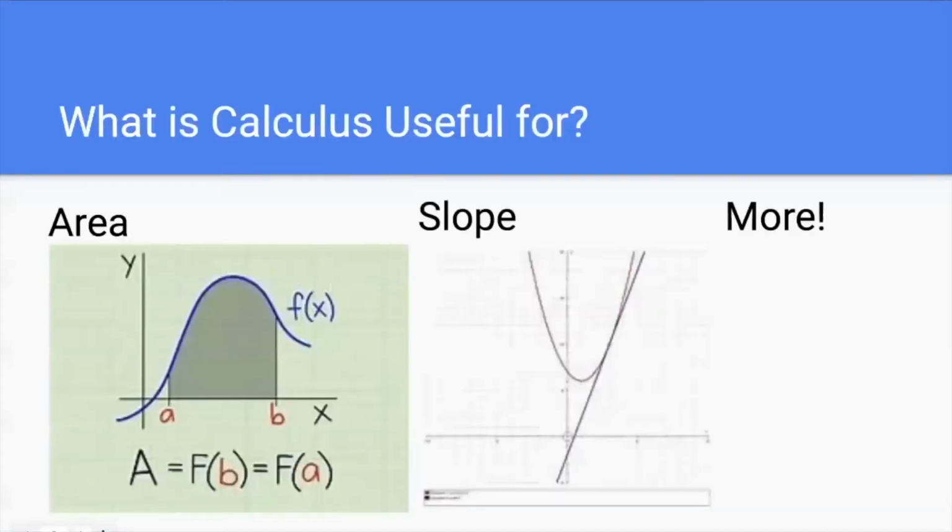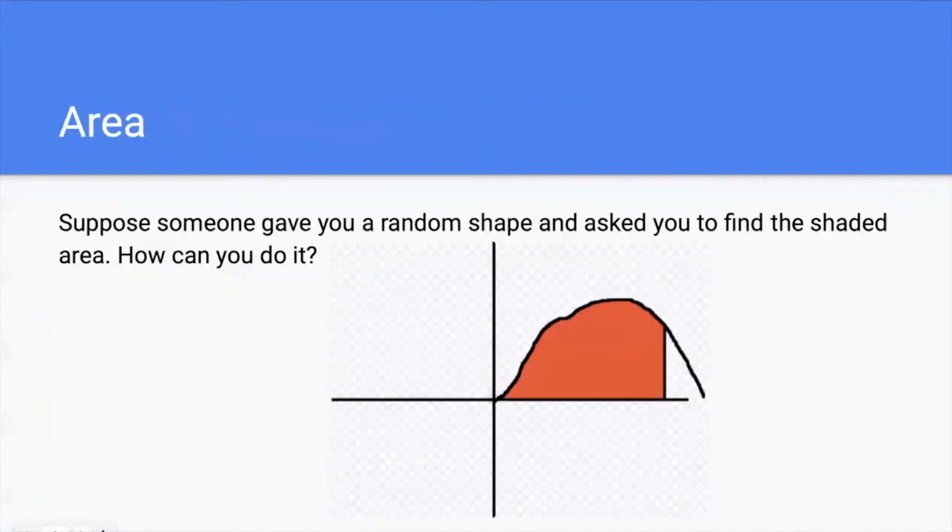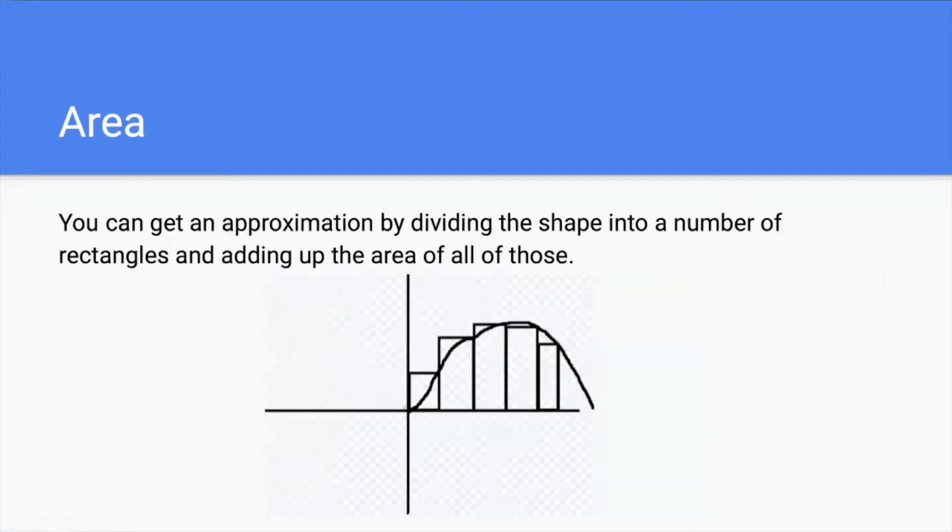So first of all, what is calculus useful for? Two big uses are evaluating area and slope. As for area, if somebody gave you a random shape and asked you to find the shaded area, how do you do it? Well, you can get an approximation by dividing the shape into a number of rectangles and adding up the area of all of those rectangles.